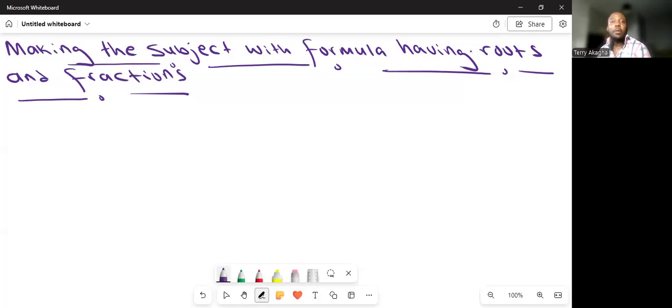So we're going to talk about making the subject with formula that have roots and fractions, okay? Like I always say, it's important you review the previous video and review the concept of cross multiplication, taking both sides of the power and all those concepts we've talked about earlier.